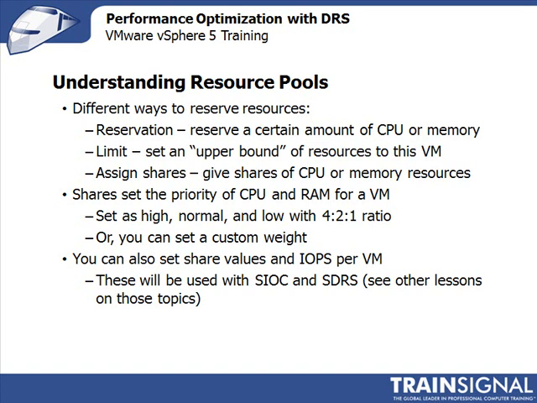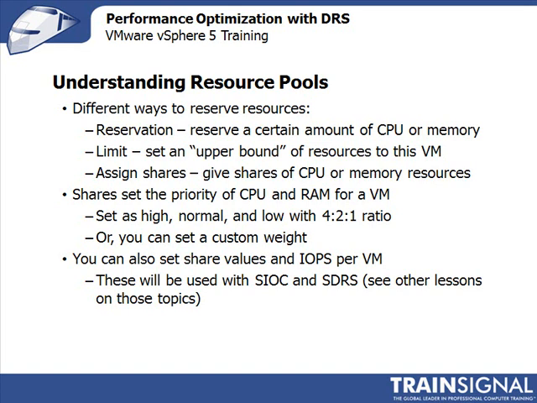There's different ways to allocate resources in vSphere, and the first one is to use a resource reservation. This is where you reserve a certain amount of CPU or memory for a particular virtual machine or for an entire resource pool. The second way is a limit, so you're setting a maximum or an upper bound of resources that this virtual machine or the entire resource pool can use. And then third, you can assign shares for CPU or memory resources to a particular virtual machine. And you can set a high, normal, low, or a custom amount of resource shares to an individual virtual machine. Again, these are for CPU and RAM.